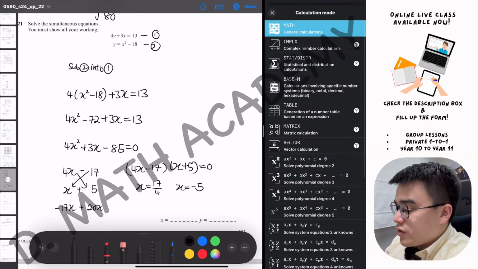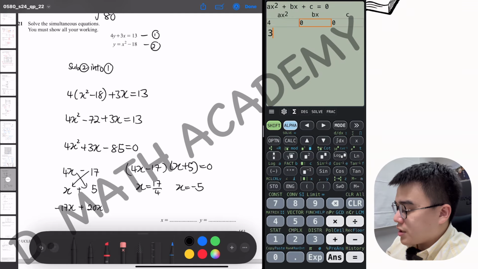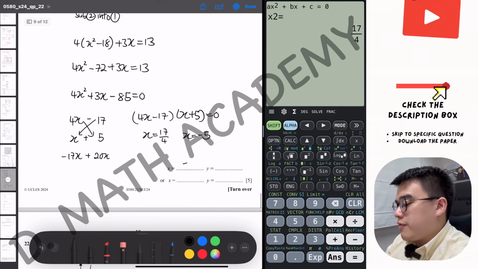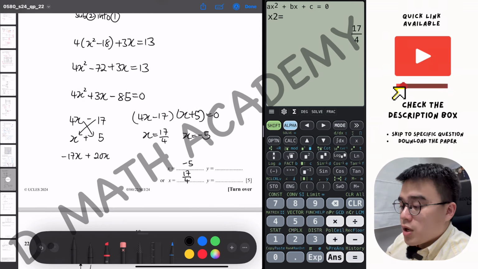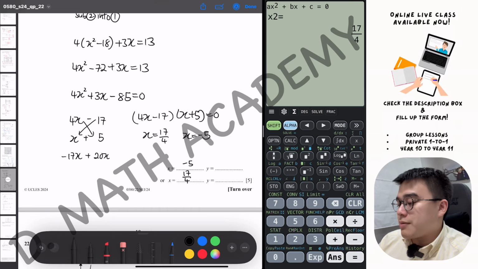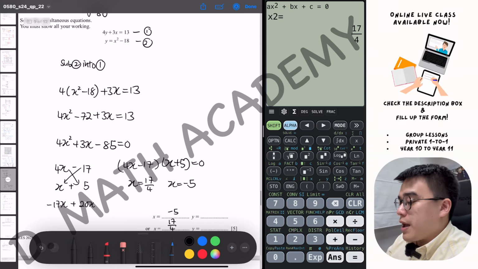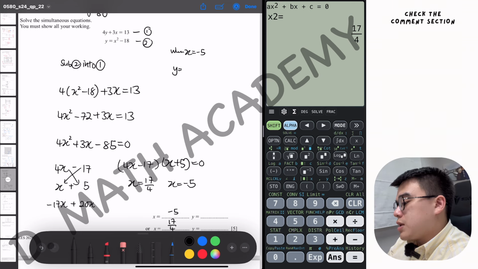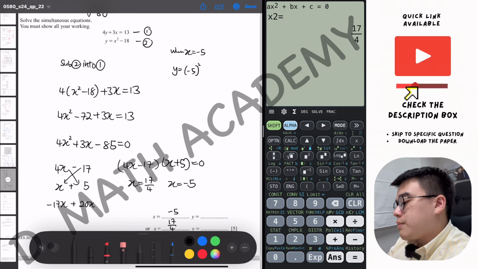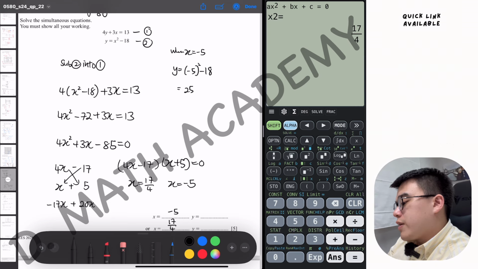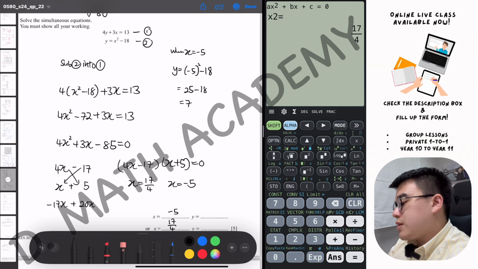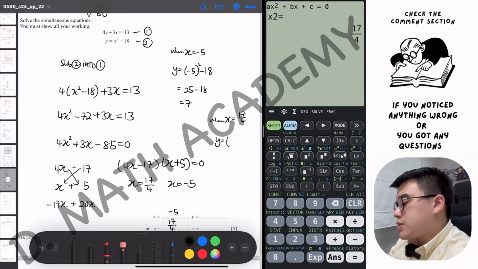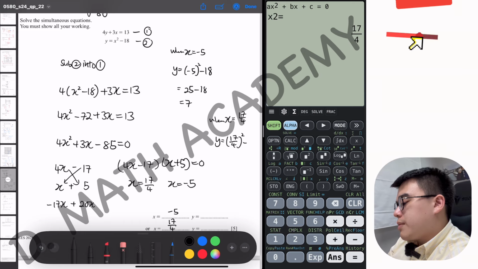So just for safety precaution, I'm going to key in and cross-check again. All right, it turns out great. I have negative 5, I have 17 over 4. So please take note that this is not it, because they actually want us to sub it back. When x equals negative 5, your y is actually negative 5 squared minus 18. 25 minus 18 turns out to be 7, and the other one is 17 over 4. y equals 17 over 4 squared minus 18.